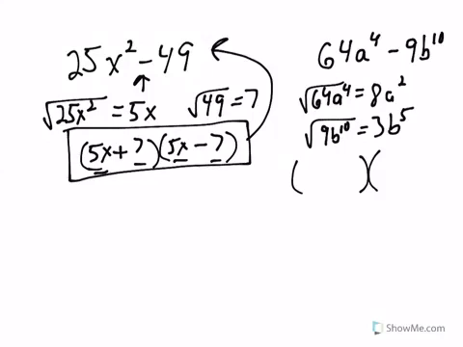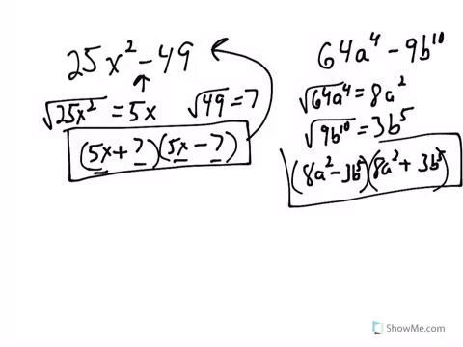So we create our binomials. 8a squared goes in the first spot, and 3b to the 5th goes in the second. This time I'll put a subtraction sign first and a plus sign second. And that is your difference of two squares. Those are your factors, and that's how to factor using the difference of two squares pattern.